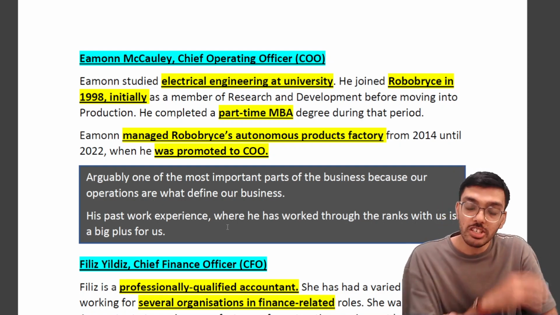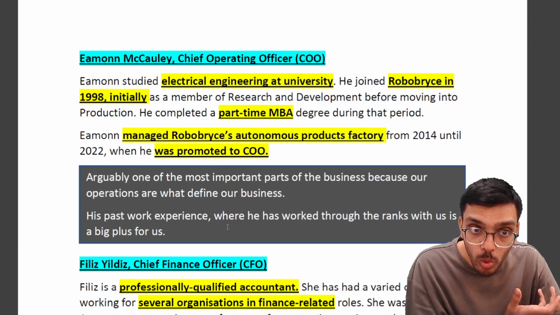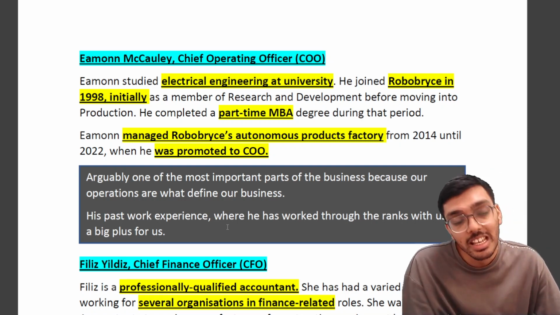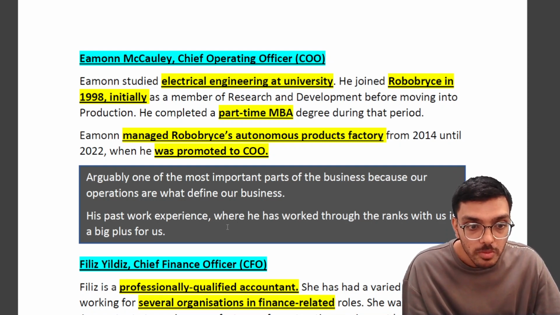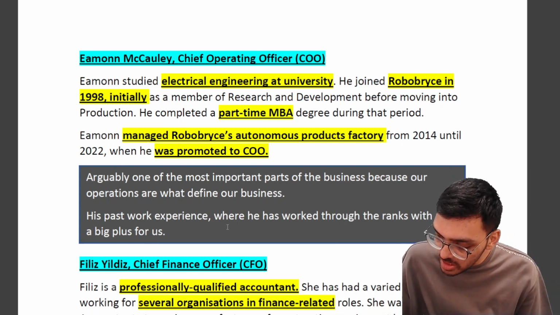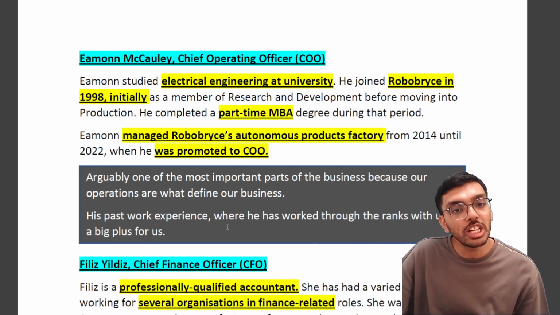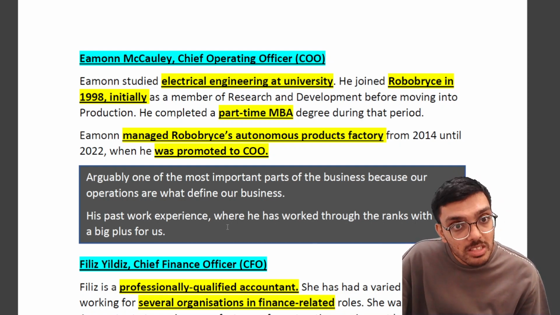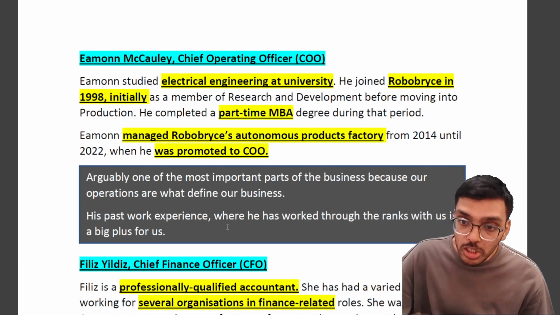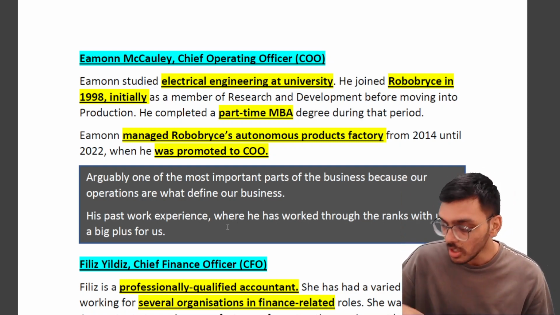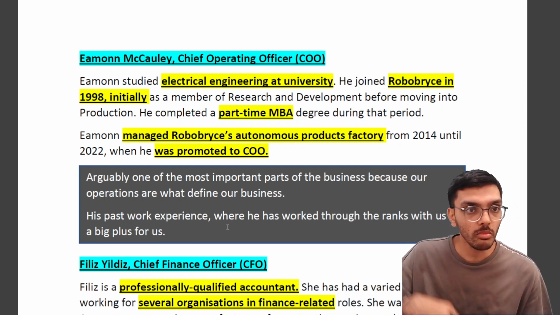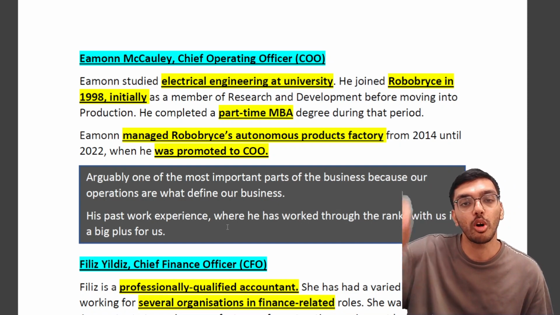So he managed the autonomous products factory. He knows the operations of the factory. He has an MBA and he has an electrical engineering background. So arguably this is one of the most important parts of our business, because our operations are what define my business. So his past work experience, where he has worked through the ranks with us, is a big plus for us. So Eamon Macaulay, Chief Operations Officer.